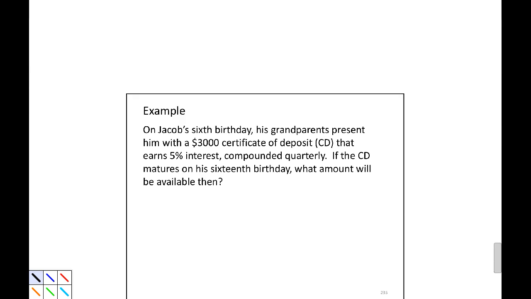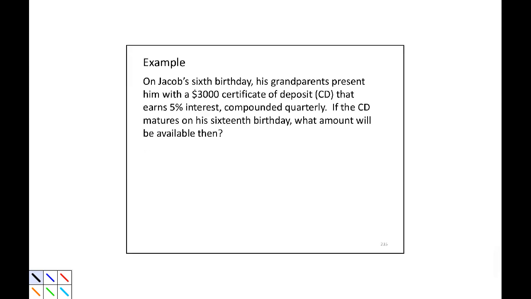Try one more. For example, on Jacob's 6th birthday, his grandparents present him with a $3,000 certificate of deposit that earns 5% interest, compounded quarterly. If the CD matures on his 16th birthday, what amount will be available then?